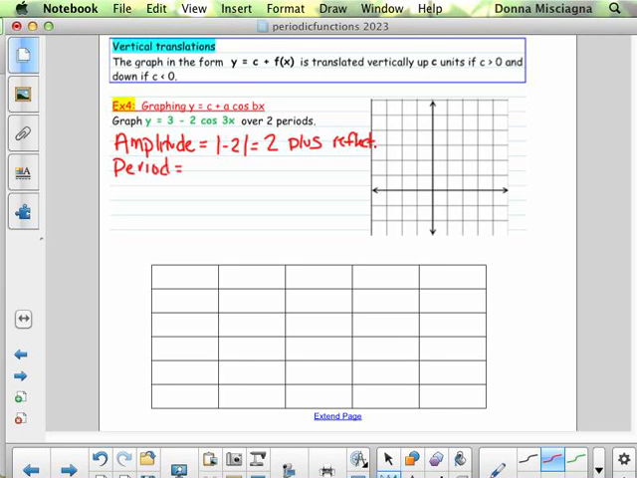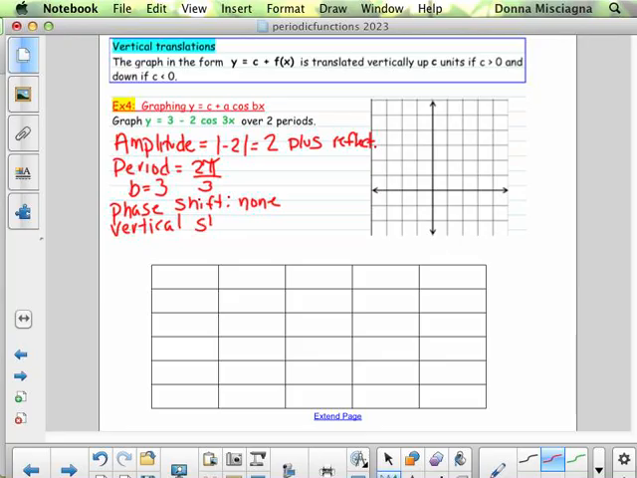to calculate the period, we take 2 pi and divide by b. b is the coefficient on x, so b is 3 there. So the period is 2 pi thirds. Phase shift is what's added to x in parentheses. There is no phase shift, right? Because nothing's added in parentheses. If you don't see any parentheses, there's no phase shift.